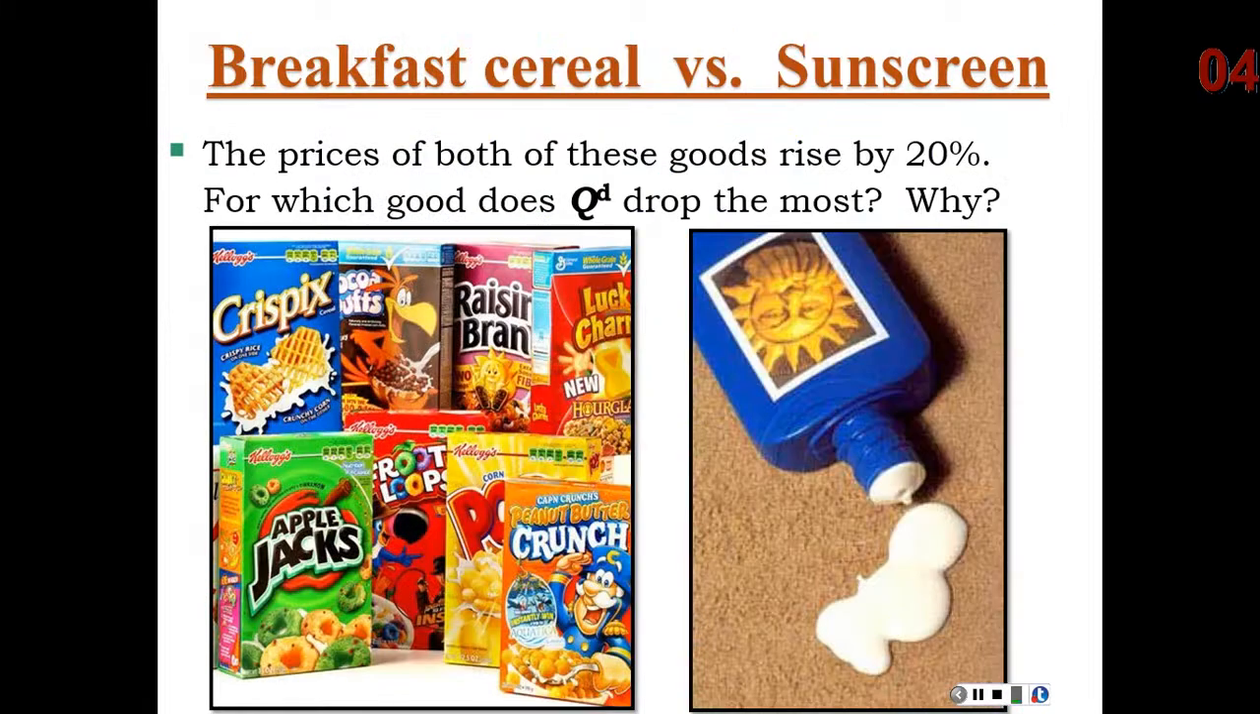So let's look first at breakfast cereal and sunscreen. Breakfast cereal, okay, and sunscreen. Imagine both go up by 20%. And again, think about just the average consumer. They see a 20% increase in breakfast cereal. Are there other options for breakfast other than breakfast cereal? And the answer is yes, of course, right?